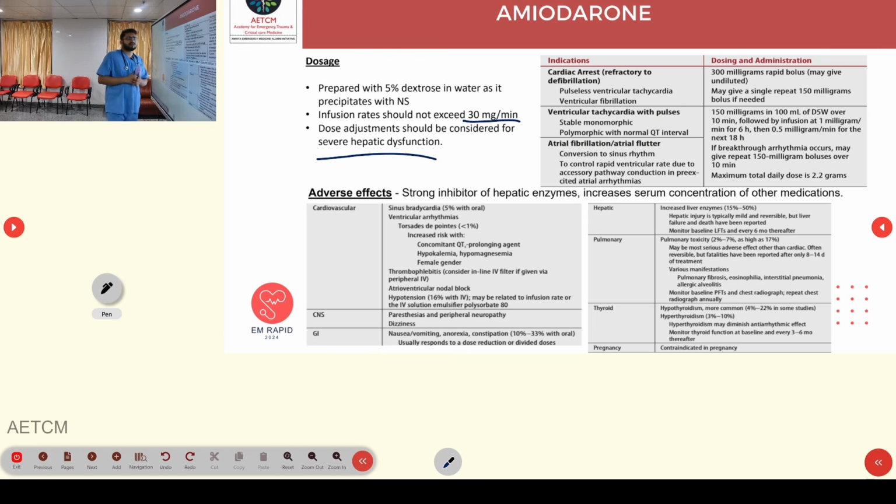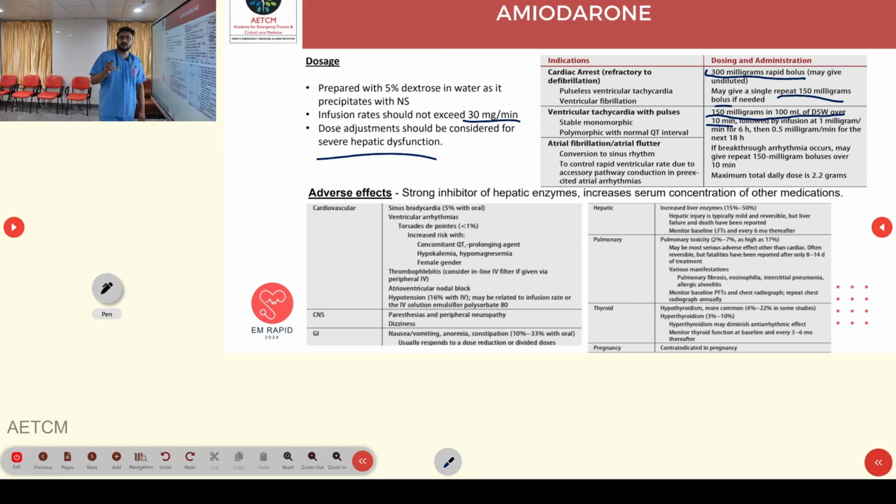And for indications and the dosage, in cardiac arrest which is refractory to defibrillation, 300 milligrams rapid bolus, which we can give as undiluted dose, and we can repeat with 150 milligram boluses as required. And for VT with pulse and AF or atrial flutter, we can use the dose of 150 milligrams in 100 ml of D5 water over 10 minutes.